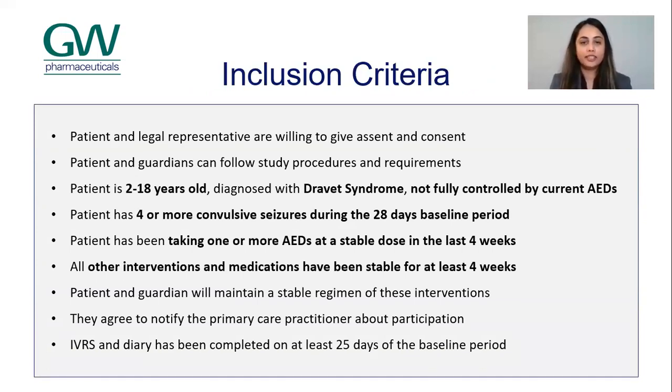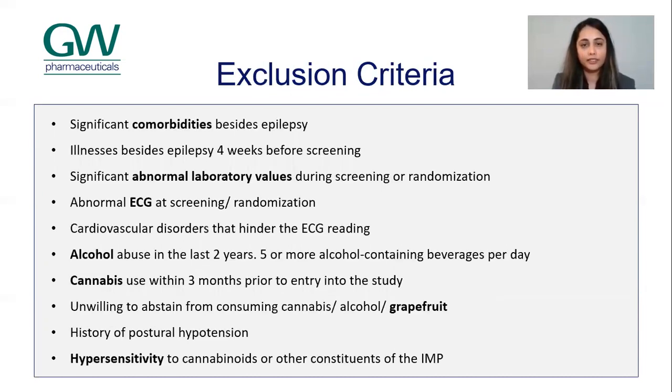The key inclusion criteria for this study are that the patient is between 2 to 18 years of age and has been diagnosed with Dravet syndrome and is not fully controlled by current anti-epileptics. The patient has 4 or more convulsive seizures in the first 4 weeks of the baseline period. The patient is being treated with 1 or more anti-epileptics, the dose of which has been stable for the last 4 weeks.